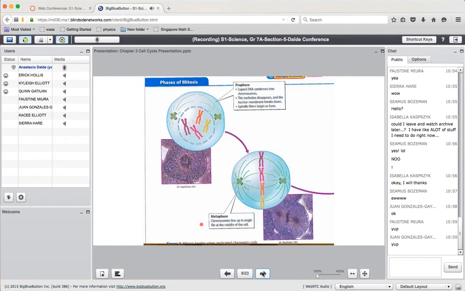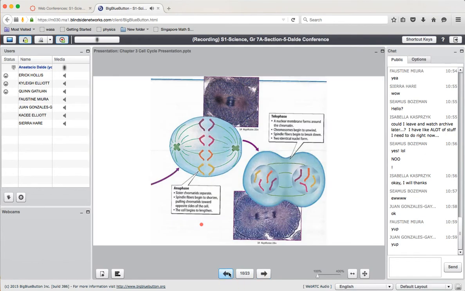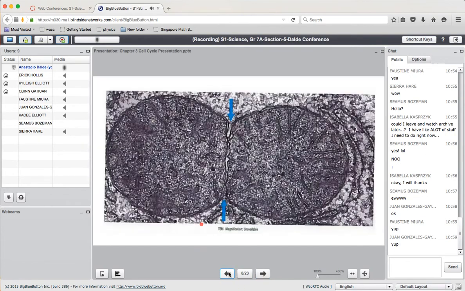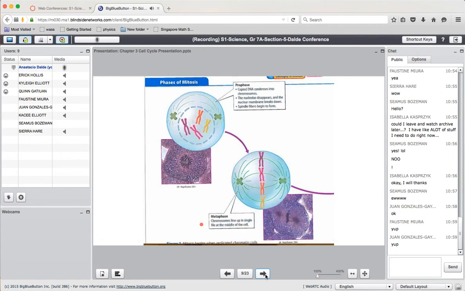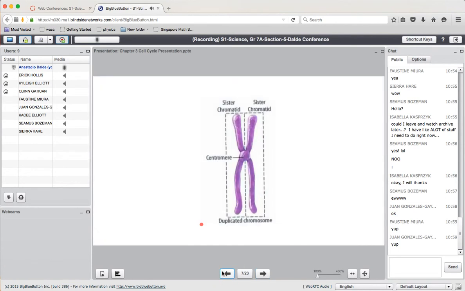Let's see if I can help you to understand this. In the mitotic phase, let's talk about mitosis specifically. Okay? So let me go back to my original picture. All right?